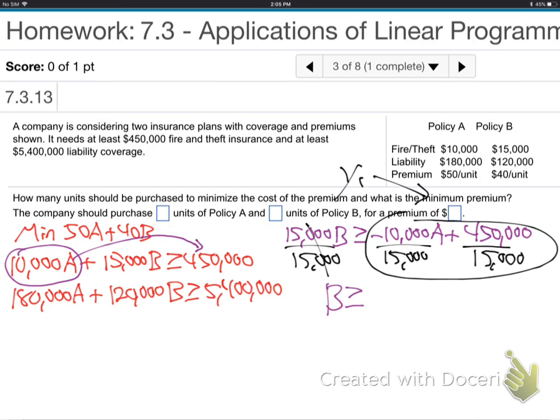Okay, now how do you reduce 10,000 over 15,000? That's 10 over 15. The thousands just cut out, don't they? And it's negative. And how do you reduce 10 over 15? Divide by 5, top and bottom: 2/3.